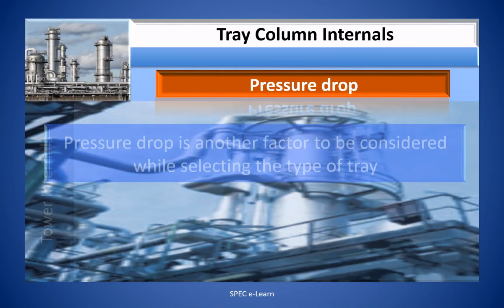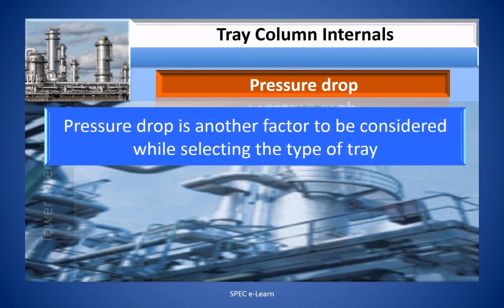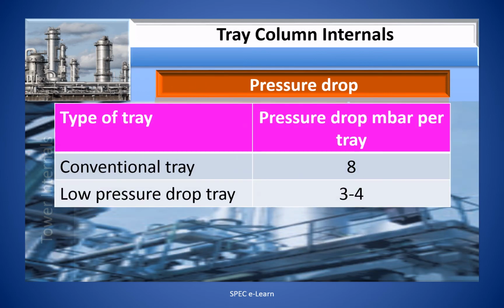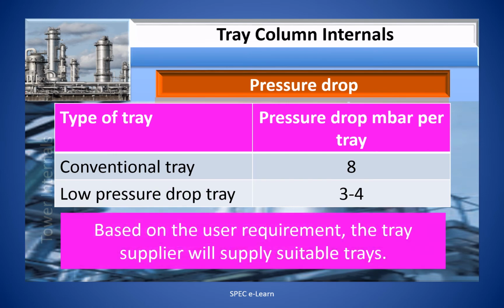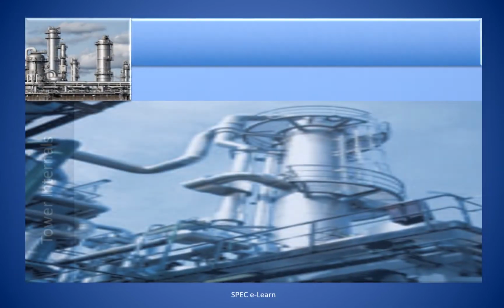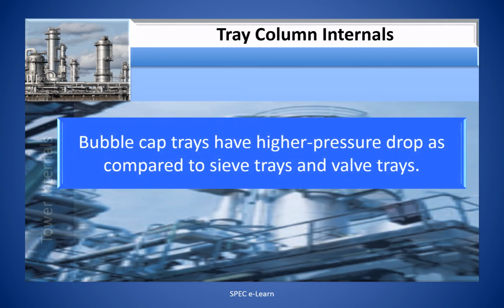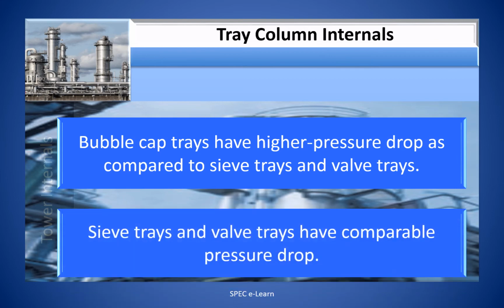Pressure drop. Pressure drop is another factor to be considered while selecting the type of tray. Pressure drop is usually specified by the user based on the process requirement, as the column is part of the process network. Typical tray pressure drop per tray are as follows. Conventional tray 8 millibar. Low pressure drop tray 3 to 4 millibar. Based on the user requirement, the tray supplier will supply suitable trays. Bubble cap trays have higher pressure drop as compared to sieve trays and valve trays. Sieve trays and valve trays have comparable pressure drop.